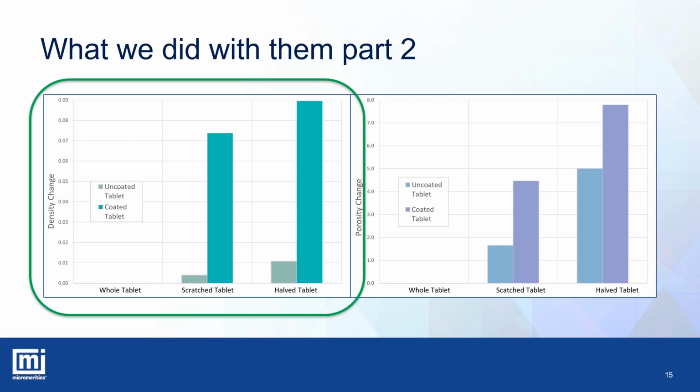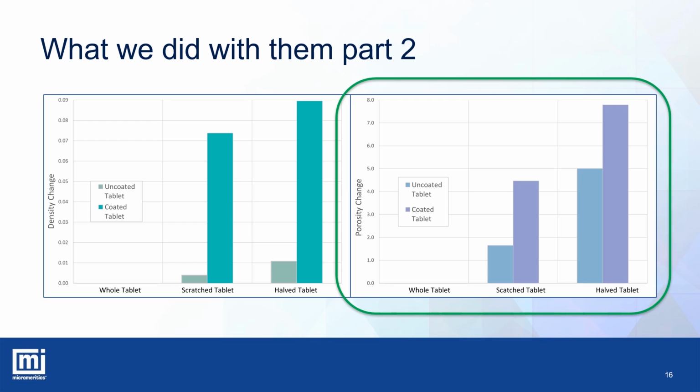It shows that looking at the density change alone would probably be a great indicator of coating integrity. And the fact that the scratch result is so high compared to the halved tablet is great, as it shows that this test is very sensitive to surface damage, as opposed to being overwhelmed if deeper damage occurs. So it should be quite discriminating.